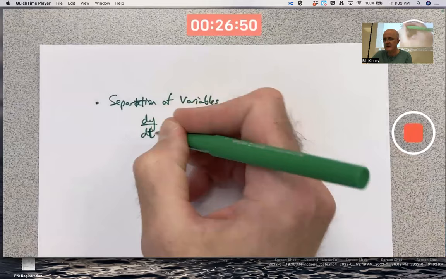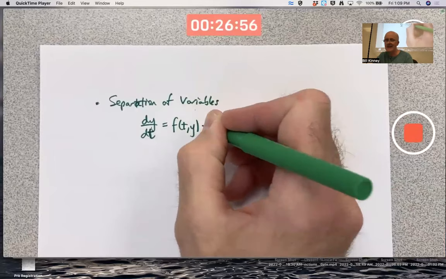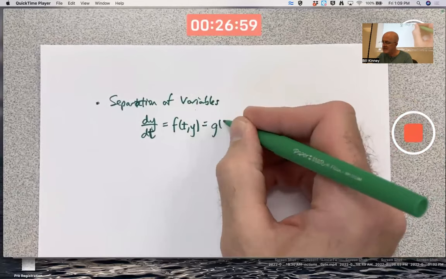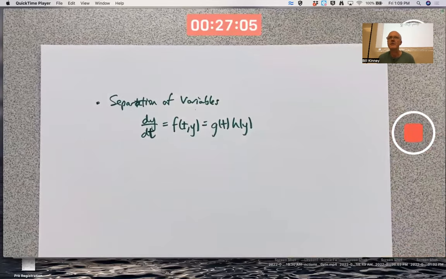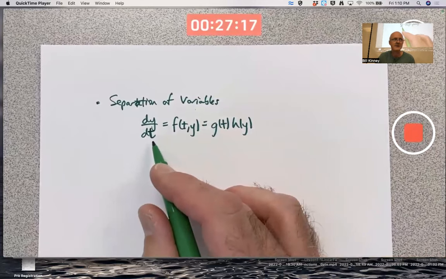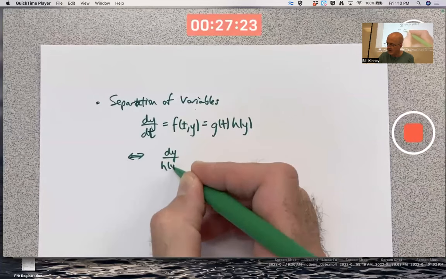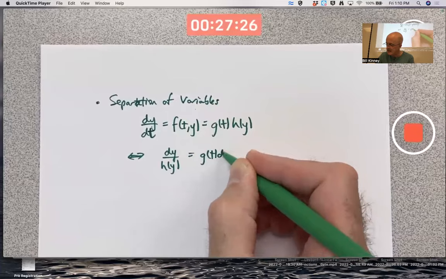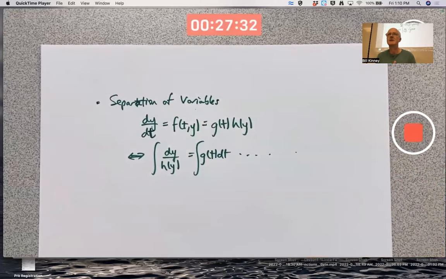I don't know if you noticed, but essentially all separation of variables problems are those differential equations where the right-hand side function, in general depending on t and y, can be written as a product, say g of t times h of y. You need a product on the right-hand side to be able to separate variables. You would separate variables by dividing both sides by h of y and pretending to multiply both sides by dt. This is equivalent to dy over h of y equals g of t dt, and then you'd integrate both sides, ultimately hoping you can solve for y as a function of t, as you often can.